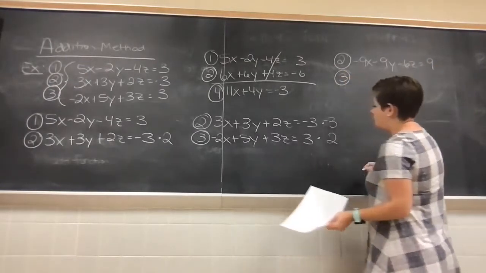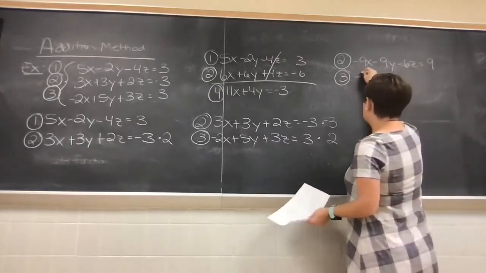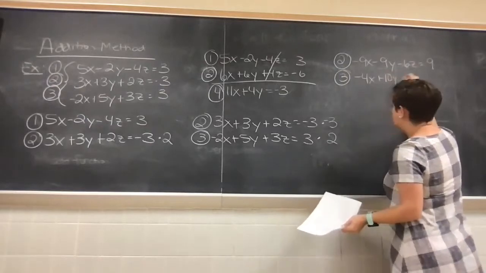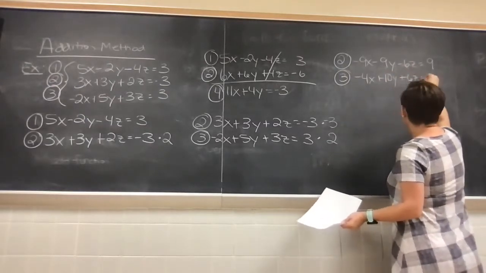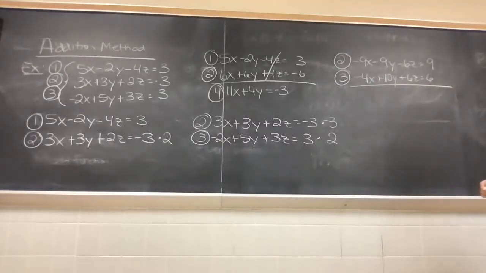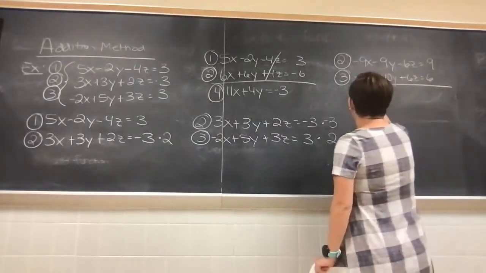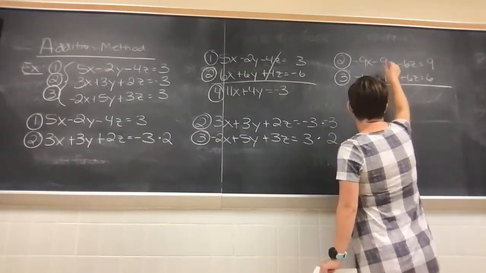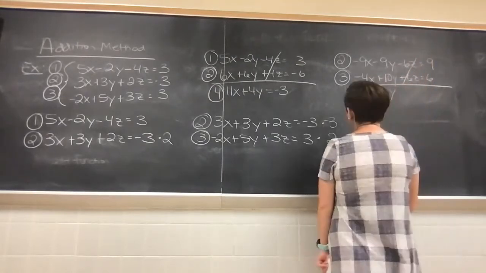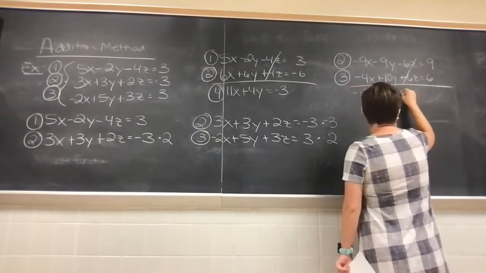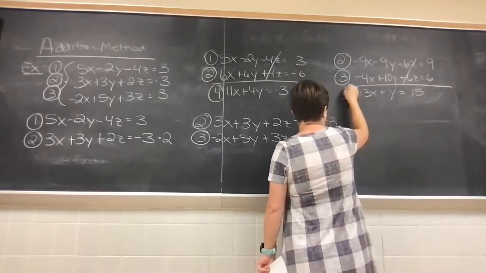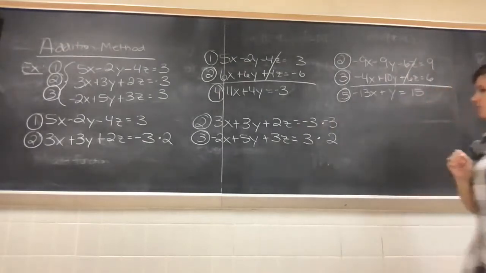For my third equation, I'm multiplying everything by 2. So I get a minus 4x plus 10y plus 6z equals 6. Now I'm ready to add them together. I get a minus 13x. Negative 9y plus 10y will give me a positive 1y. My z's go away. That was the point. Then I have 9 plus 6 is 15. And this will be equation number 5.